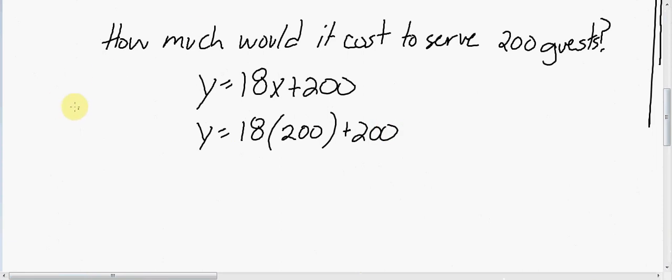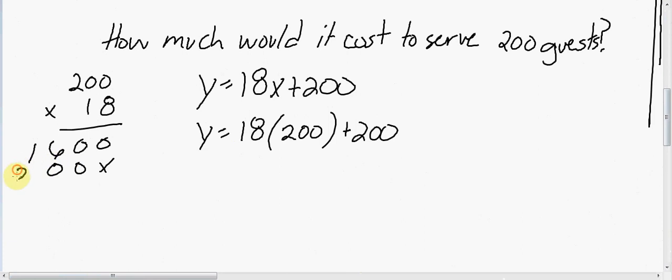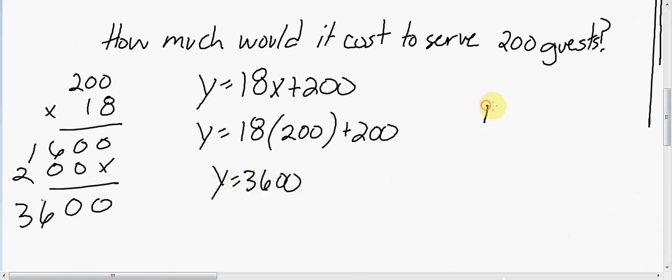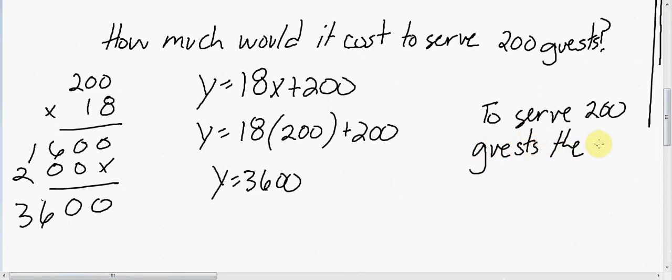I'll do the math off to the side here. 200 times 18. Get some zeros and a 16. Hold my spot. Some more zeros and a 2. So that gives us 3,600. So we would say to serve 200 guests, the caterer charges $3,600.